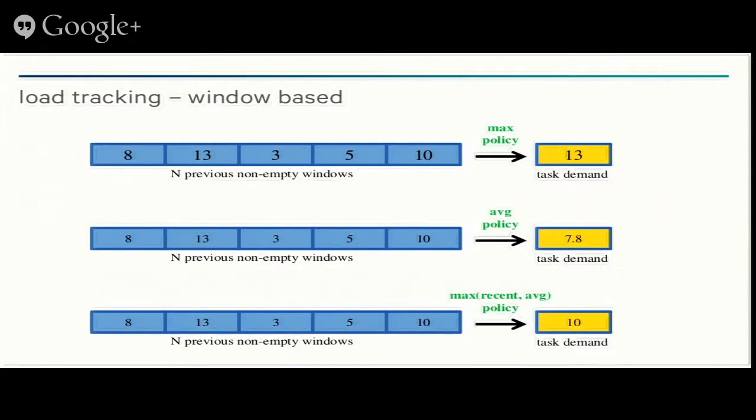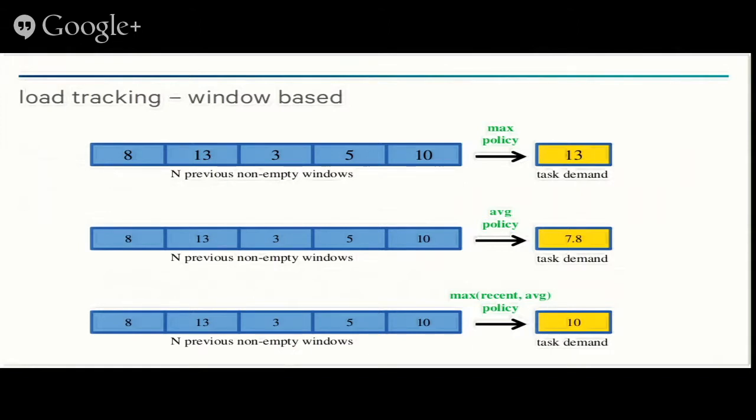So if you had a history of task execution that looked like this, with these numbers, and again, you could have had windows interspersed amongst these 5 that were completely empty, but they wouldn't be shown here because we dropped those. With those same numbers, these are the task demands you would get using each of these different policies. Each one of these is going to give you different behavior.